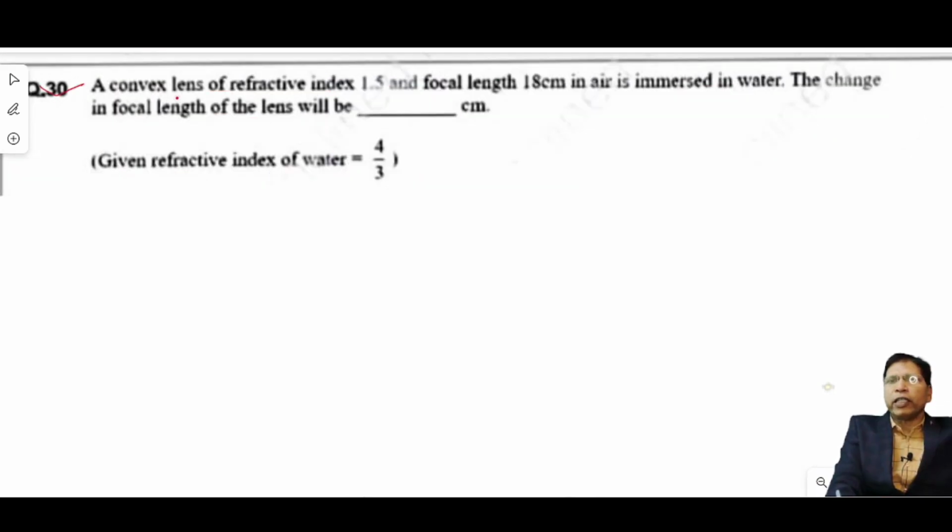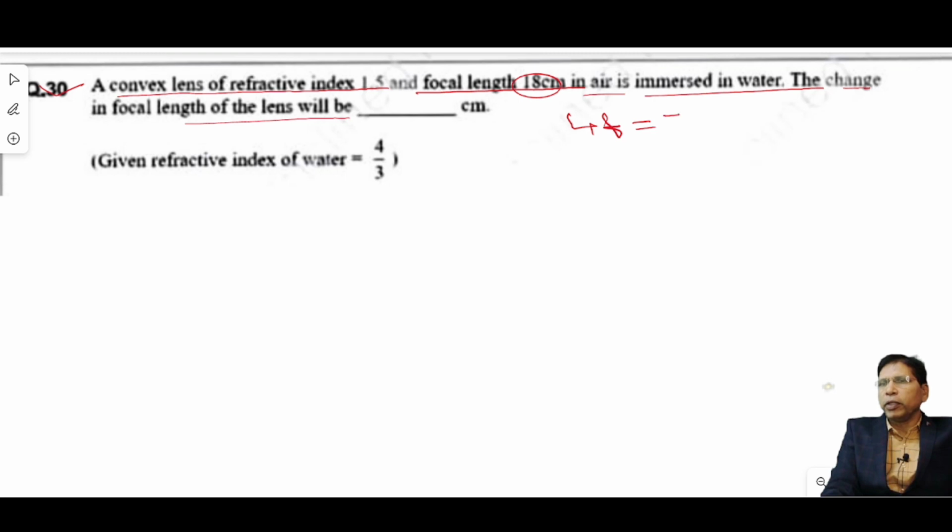Now question number 30. A convex lens of refractive index 1.5 and focal length 18 centimeter in air is immersed in water. The change in focal length of the lens is asked. You know, when a lens is immersed in water, its focal length becomes 4 times. Focal length in air is 18 centimeter, so the focal length becomes 72 centimeter. Therefore, the change in focal length is 72 minus 18, so this is 54 centimeter.